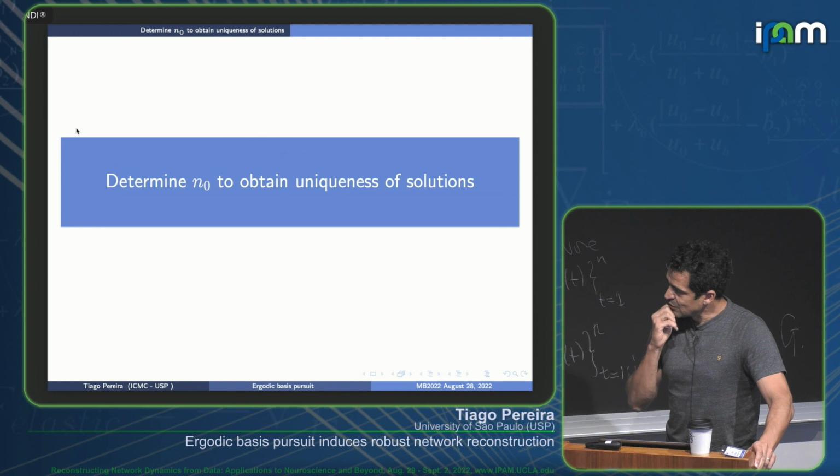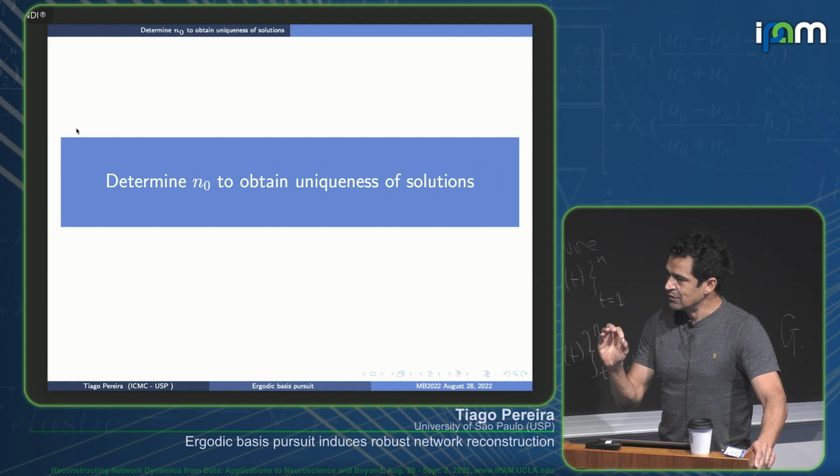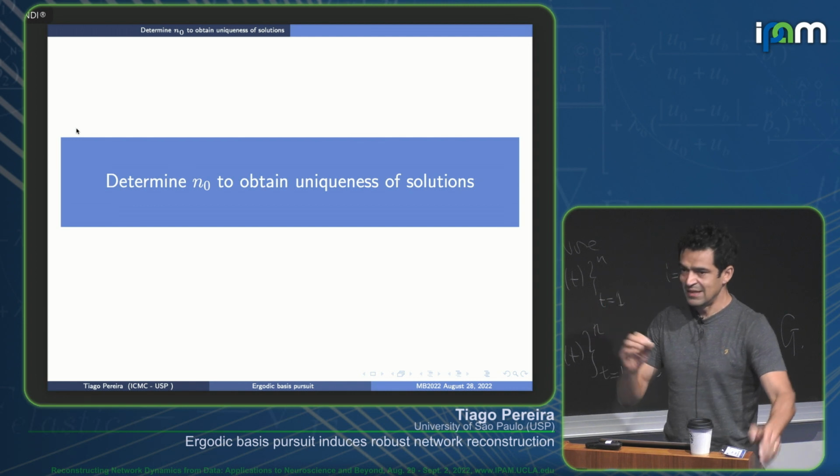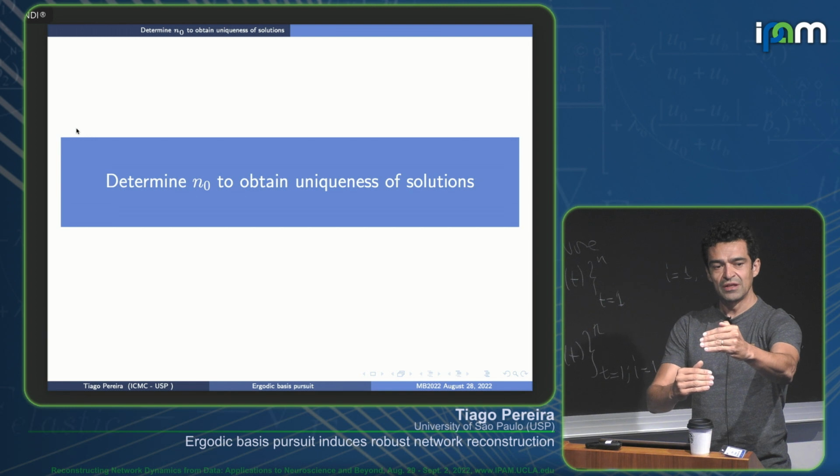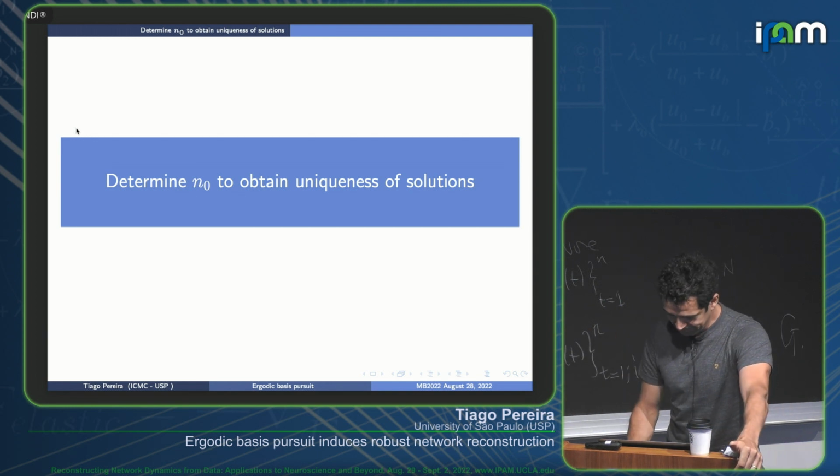So what I want to do now is the following. Let's see whether this problem is clear. I want to determine the minimum data length I need, such that I guarantee that my solution is unique. Yes? Okay, so this is the name of the game.